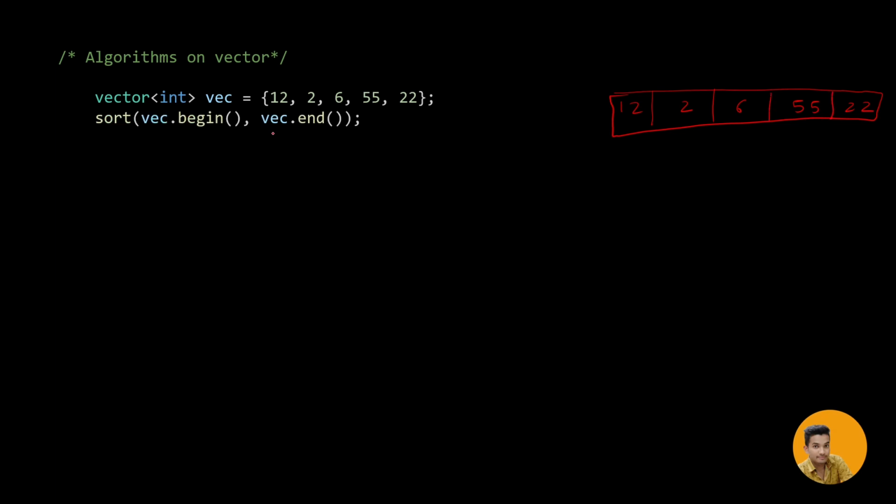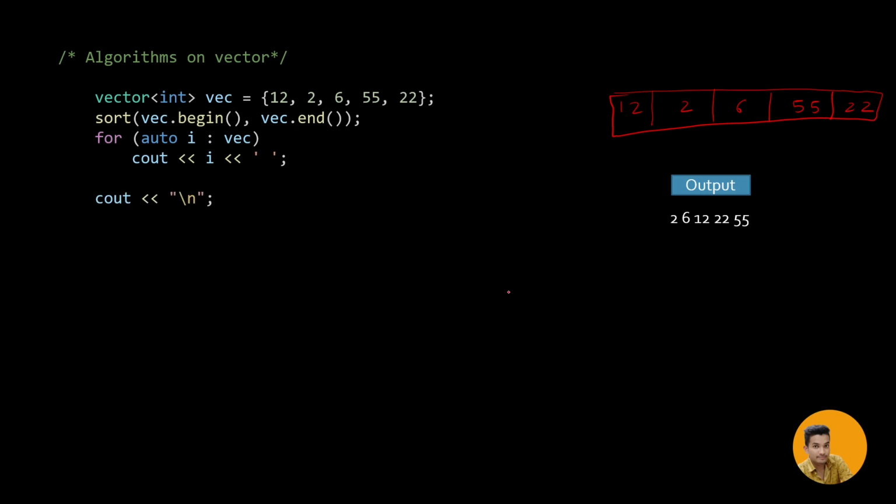And you want to sort the contents of the vector in ascending order. So we are going to use the sort algorithm on this vector, and we are going to show the result. This is the result when the sort operation was performed on this vector, and it is in ascending order. A new line is given.